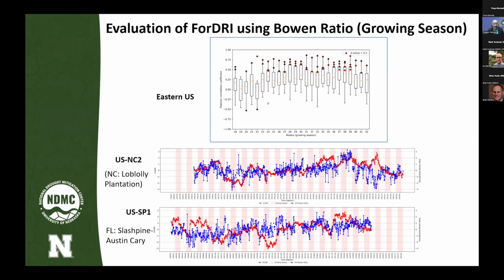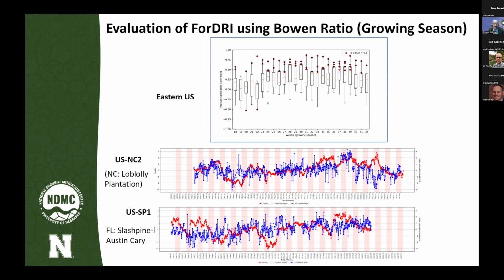This graph shows the percent correlation of the AMI-reflex sites in the eastern US with the range, the error bars. The y-axis shows the percent correlation and the x-axis shows the weeks in the growing season. This graph also shows which week the correlation is higher with p-values less than 0.1.